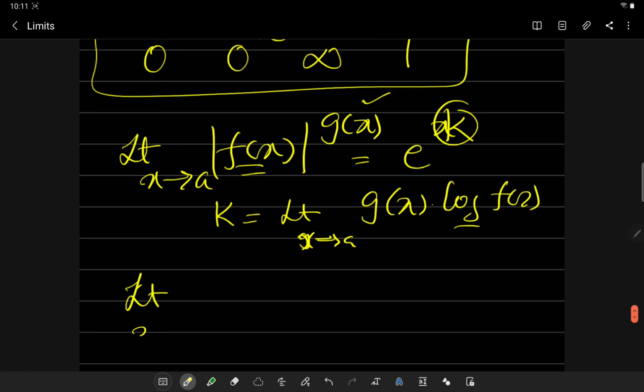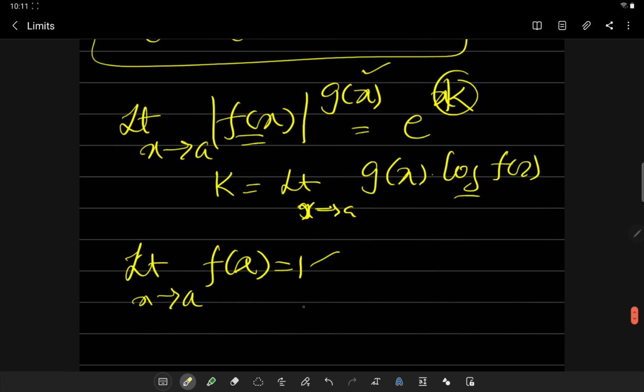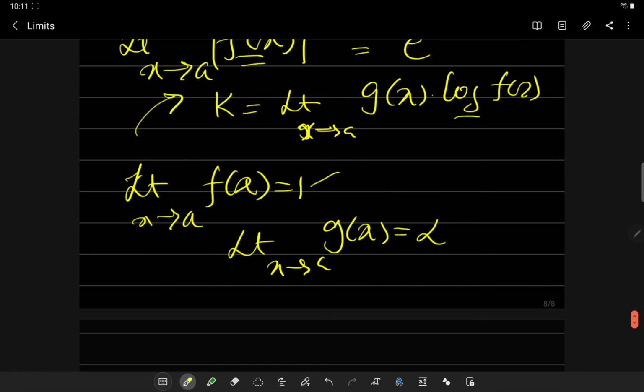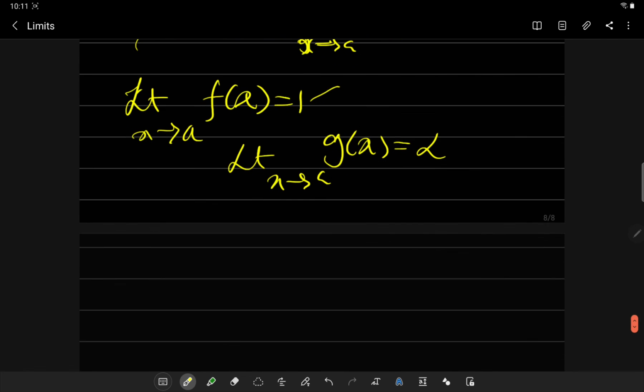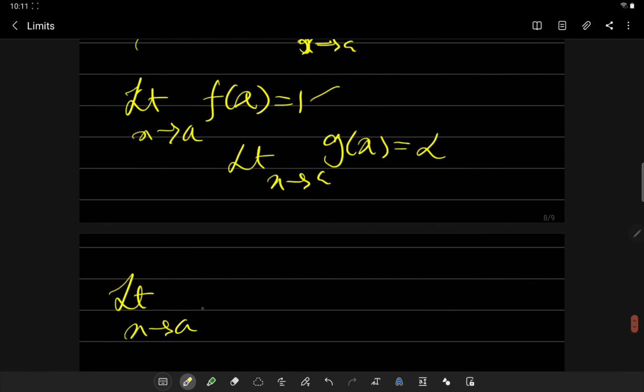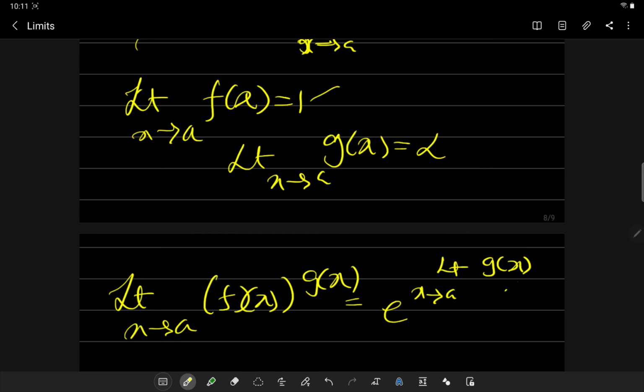So if limit x tends to a f of x is 1, and in this above formula, limit x tends to a g of x is infinity, then remember the simple formula: limit x tends to a f of x power g of x will be simply e power limit x tends to a g of x into f of x minus 1. So these formulas are used many number of times in solving the problems.